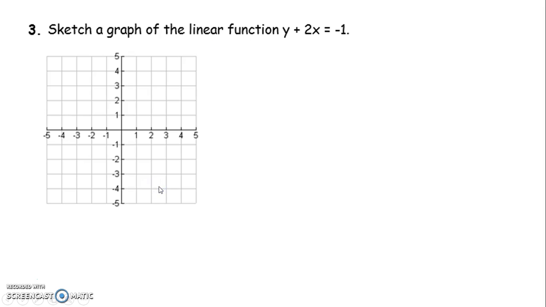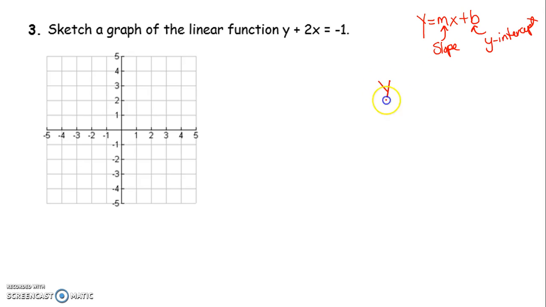Let's take a look at number 3. It says sketch a graph of the linear function y plus 2x equals negative 1. Well, if we're trying to sketch a linear function, a straight line, we know we have to put it in the form y equals mx plus b. The coefficient in front of the x will be our slope of our line, and the constant at the end will be our y-intercept.